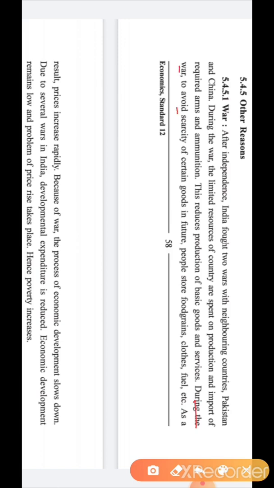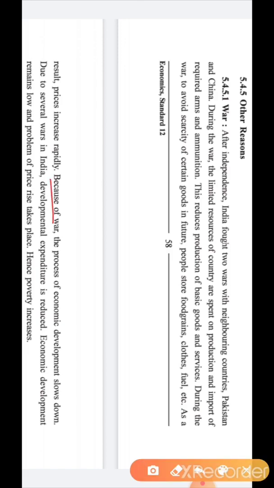During the war, to avoid the scarcity of certain goods in future, people store food grain, clothes, fuel, etc. As a result, prices increase rapidly. You have to understand this. To avoid scarcity of food grain, cloth and fuel, people store a larger amount of goods, and because of that, scarcity is created in the market, and as scarcity is created, the price rises.